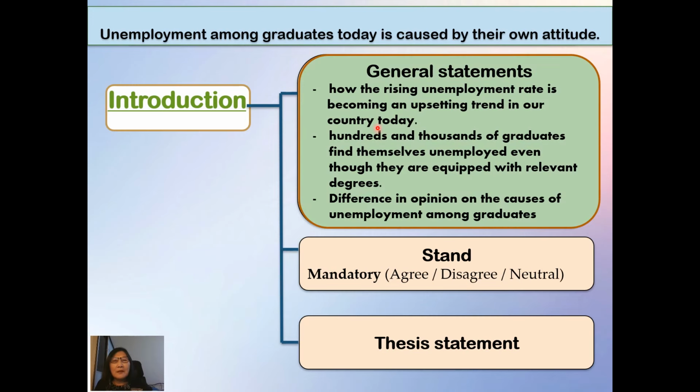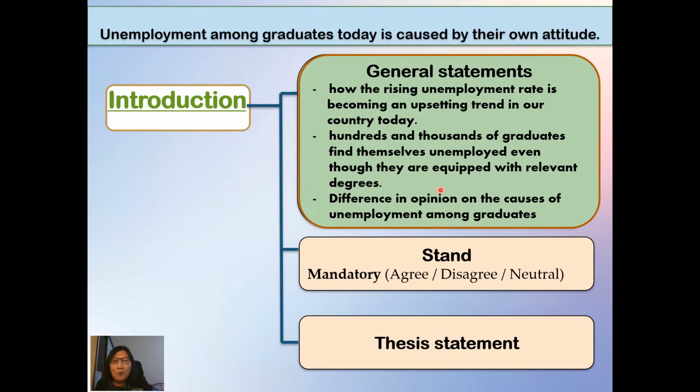So for the lead-in sentences, the general statements, I can put in sentences like this: how the rising unemployment rate is becoming an upsetting trend in our country today. So you see in my first sentence itself, I have already indicated the keyword unemployment. Then in the second statement here, hundreds and thousands of graduates find themselves unemployed even though they are equipped with relevant degrees. So the other keyword is here.